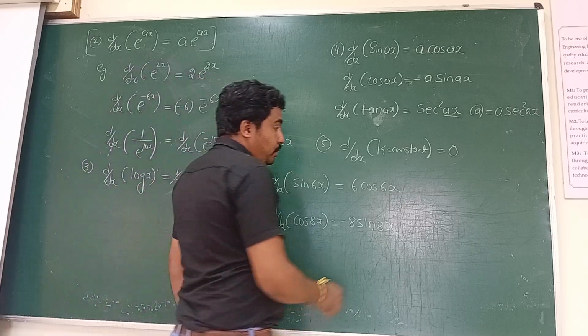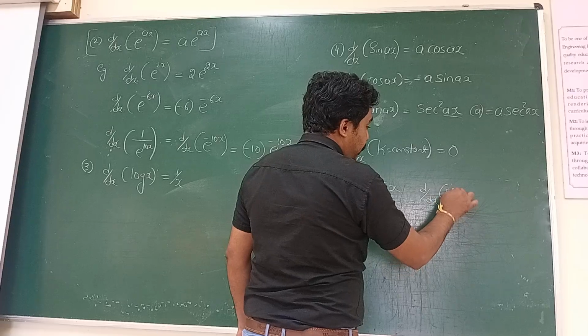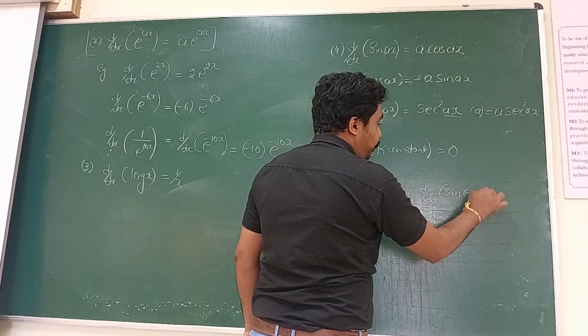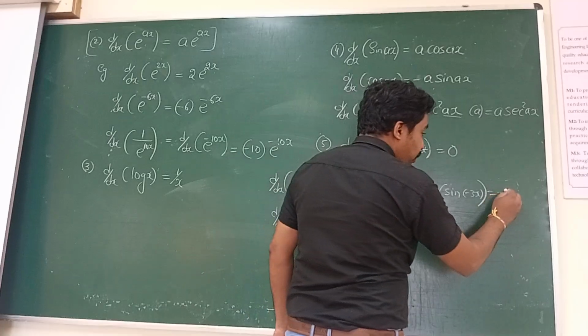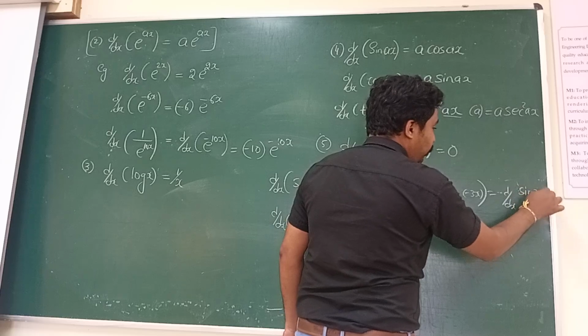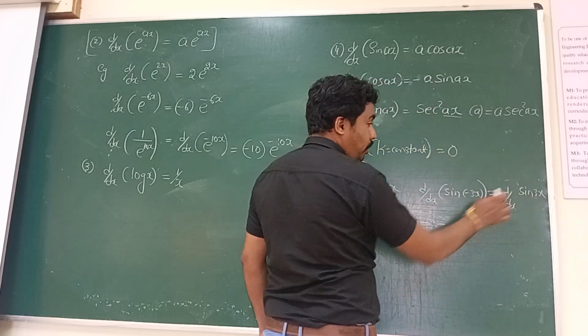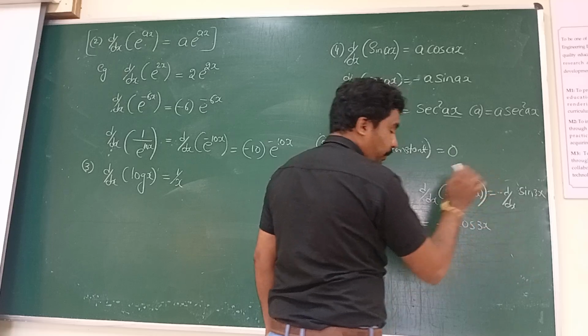And sometimes purposefully the problem will be given like this: differentiation of sin of minus 3x. So it becomes minus of differentiation of sin 3x. That is minus of differentiation of sin 3x, which is 3 cos 3x.